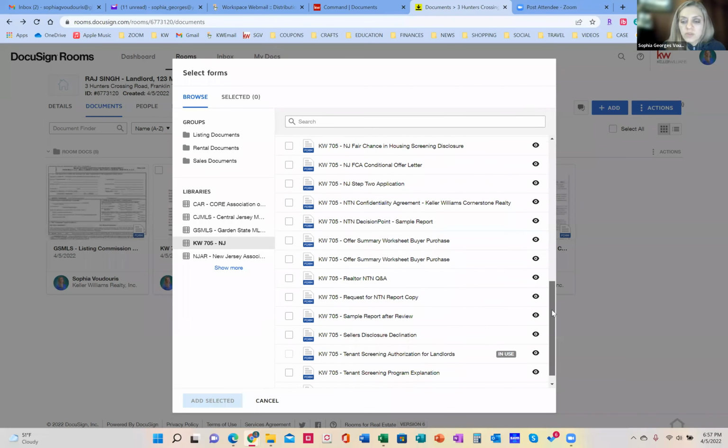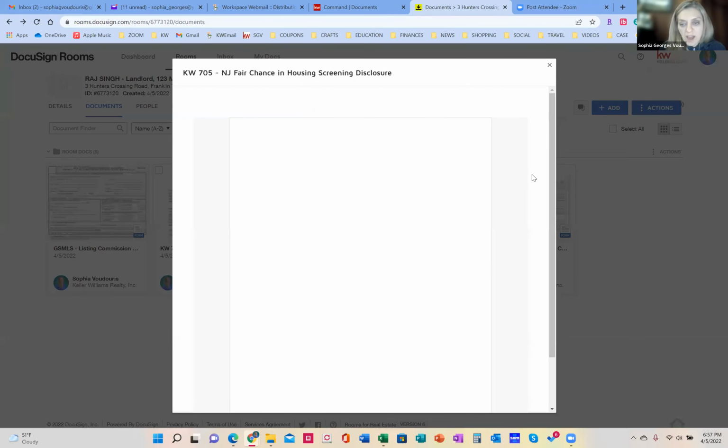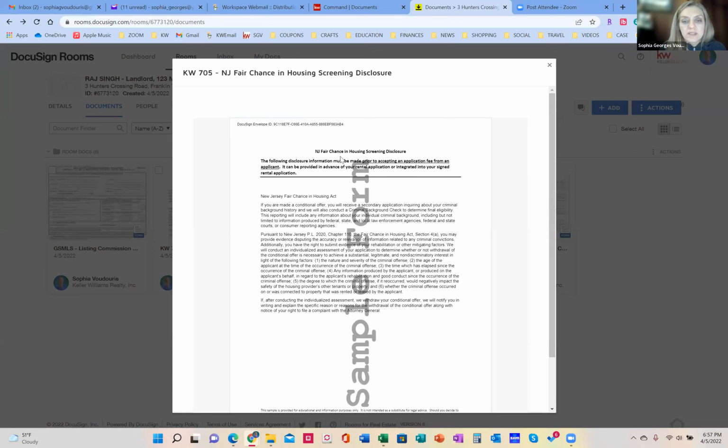So what I'm going to show you that I have in my folders is all in here. See the conditional offer letter. Oh, this is the Fair Chance in Housing disclosure. Make sure you give that to the landlord. Basically, it's a disclosure that's made prior to accepting an application fee from an applicant. So they should have this with the application when you're submitting an application. And this basically describes the Fair Chance in Housing Act.